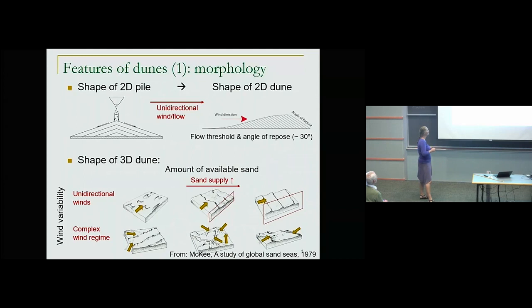In 3D, we could either be unidirectional or have a very complex wind regime. And the other dimension is the sand supply. So if we have more sand in our environment, we have different types of dunes. So the first picture you saw was a barchan dune. Barchan dunes travel along; they're made of sand, but they're on a rocky bed. And these are barchan dunes, but the 2D equivalent for a larger sand supply is actually this cross-section.